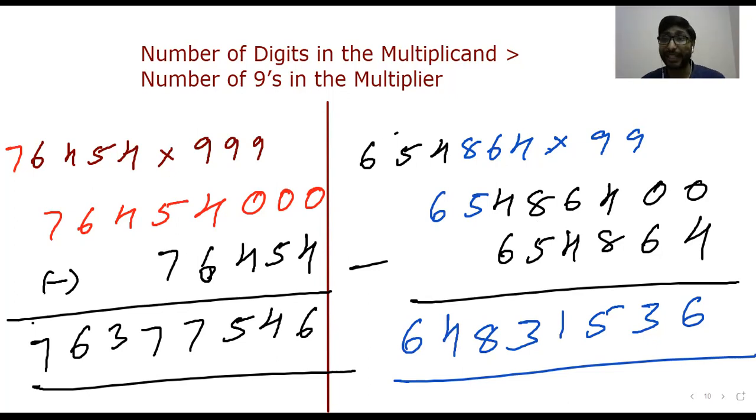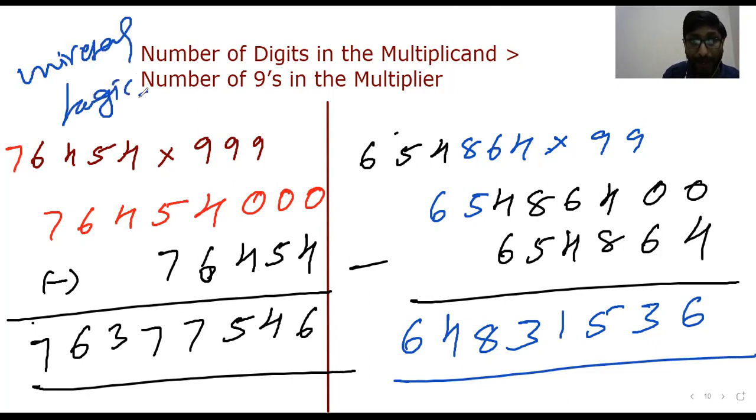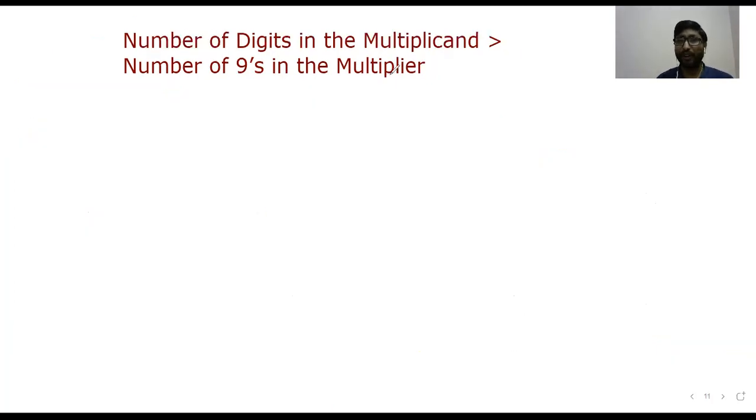I hope you understand the logic. Logic number 1, logic number 2, logic number 3. That's it. This is the universal logic. You apply the same method, same logic, to the previous problem also. Only one problem I'll show you, as it is universal logic.